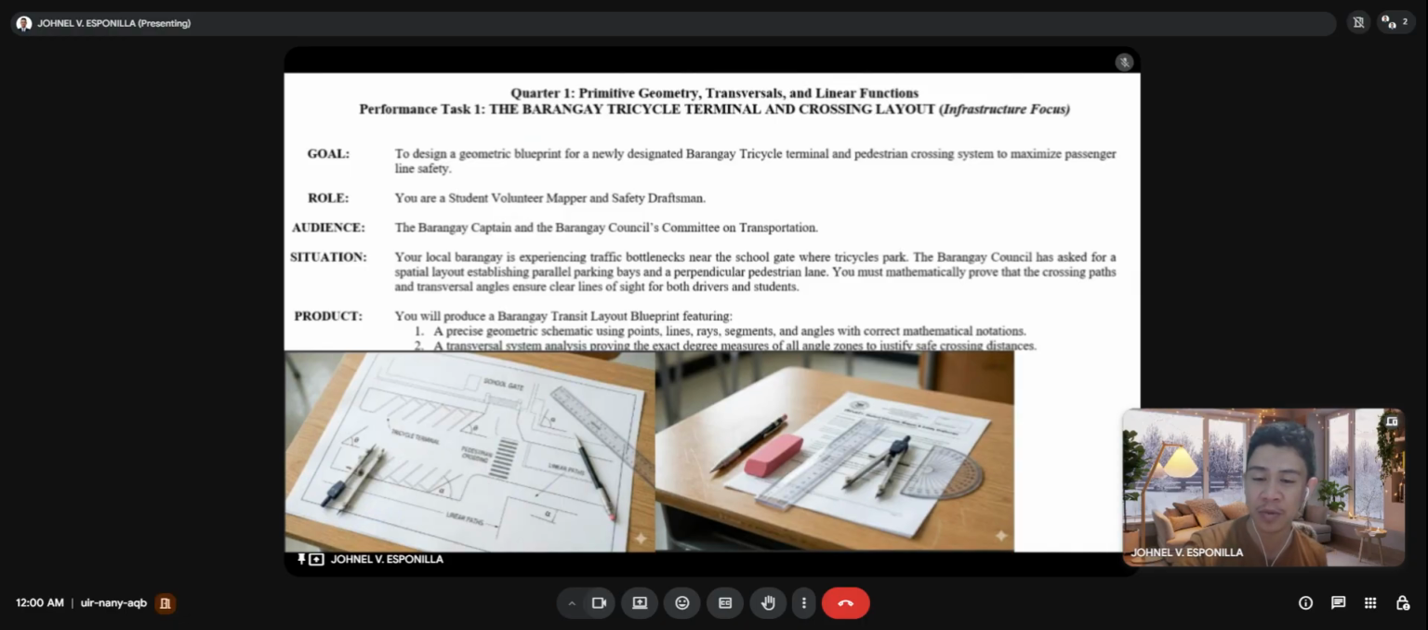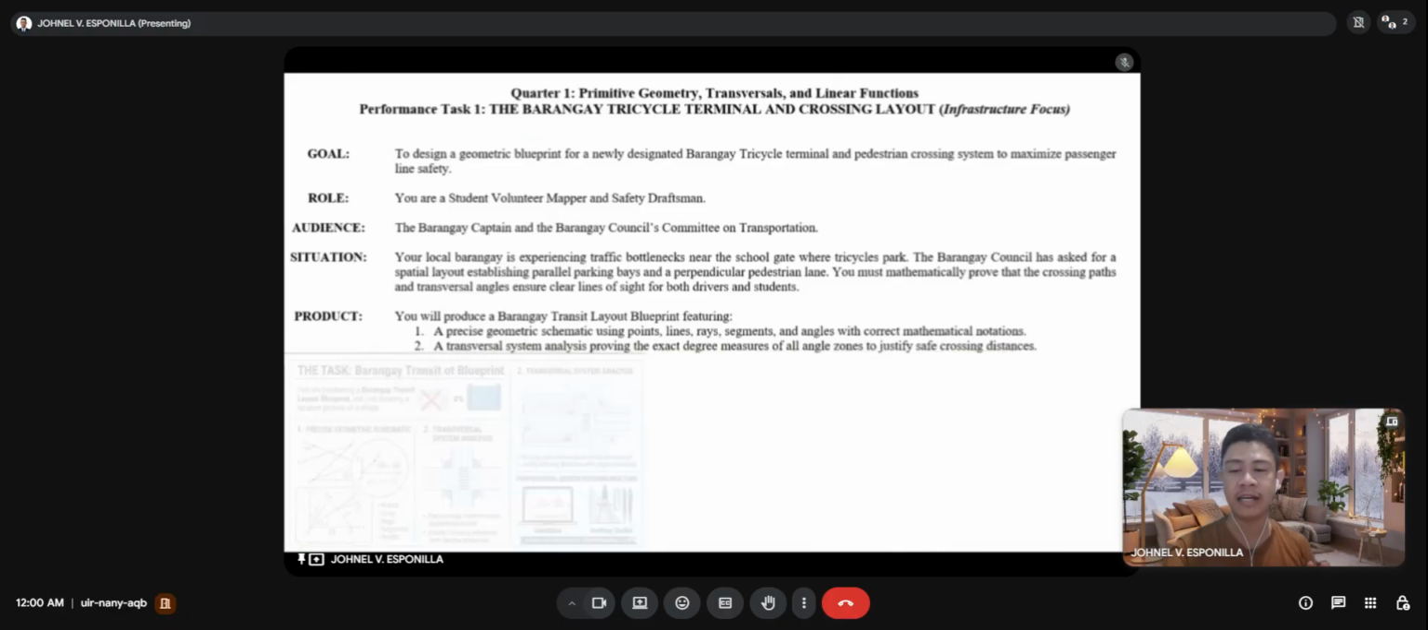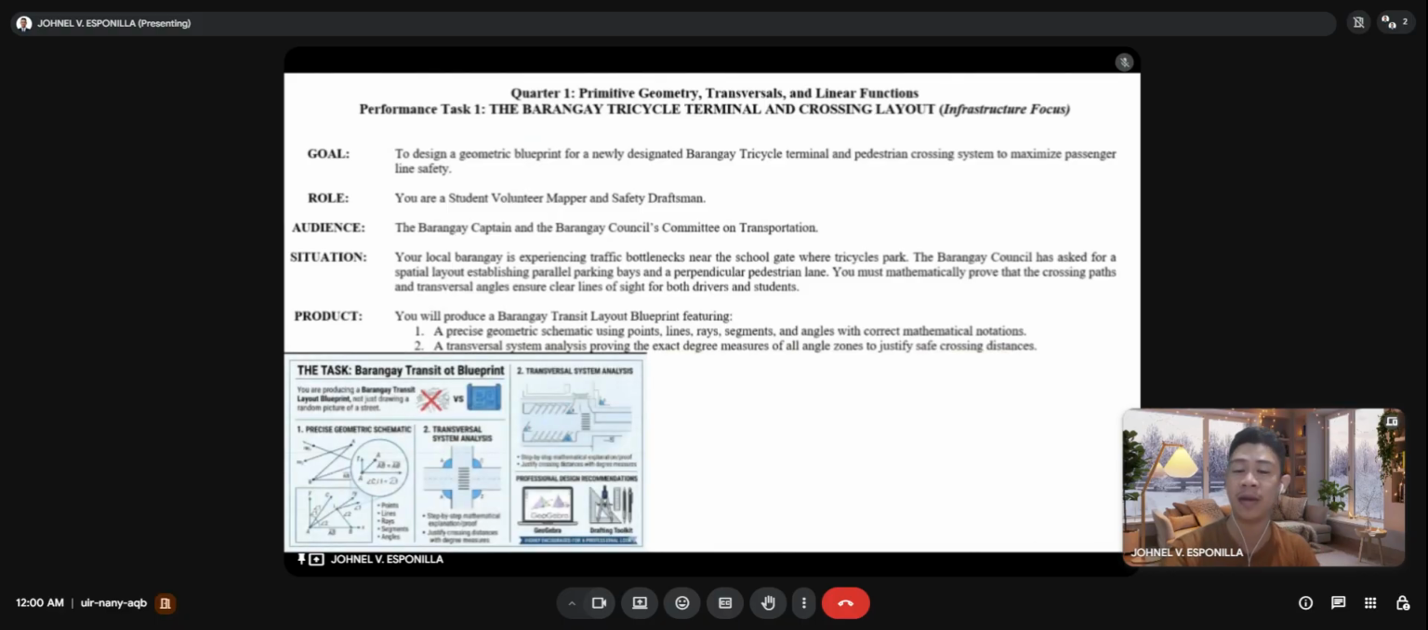And your ultimate goal is to use the geometry we've learned this quarter: primitive geometry, transversal, and linear paths, to mathematically prove that your design keeps everyone safe and eliminates dangerous blind spots. Now, let's look at what you actually need to hand in. You aren't just drawing a random picture of a street. You are producing a barangay transit layout blueprint, which has two distinct requirements.